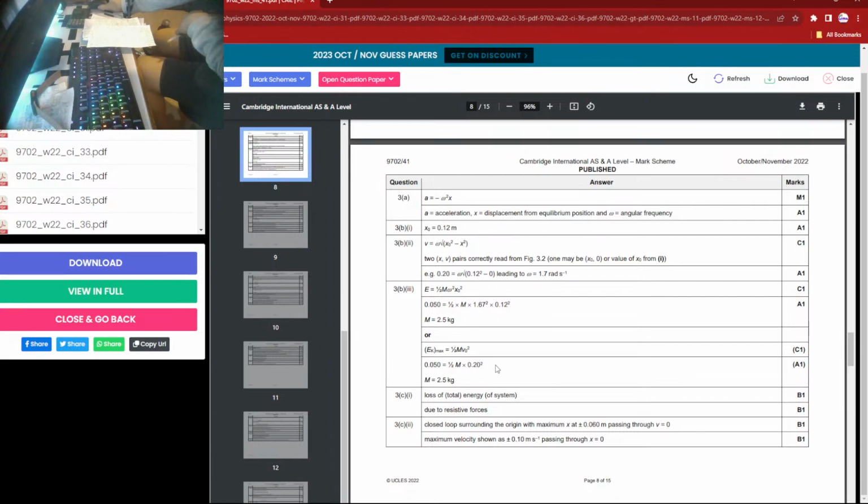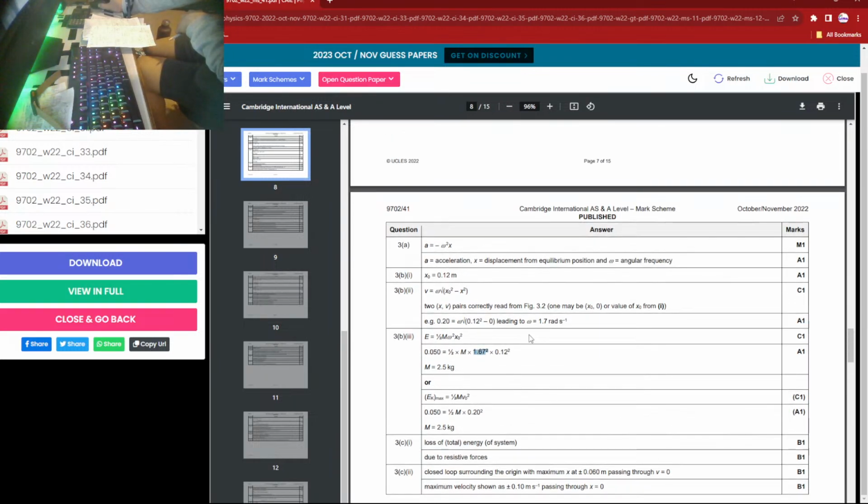Half mv squared. I use half mv squared. Okay, I use this one. 1.67. Oh, he just rounded it off to a more precise one. He didn't leave it as this one. I did say to do that last time in the last stream, but I myself didn't do that. Okay. x0 0.12, correct. Okay, the formula is correct. Acceleration, displacement from equilibrium position, and angular frequency, that's correct.